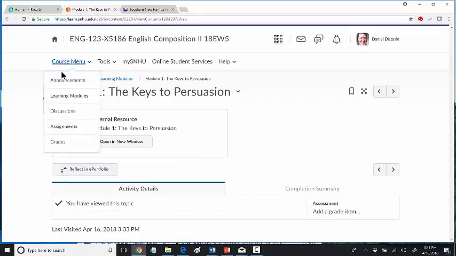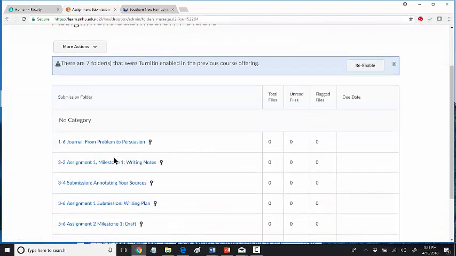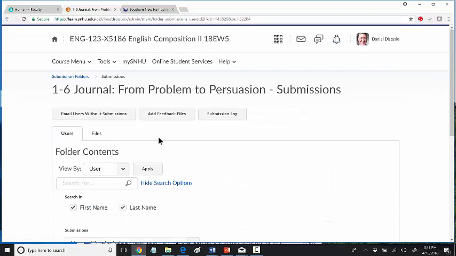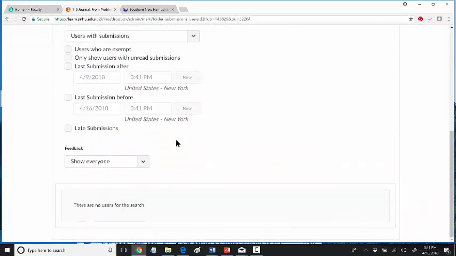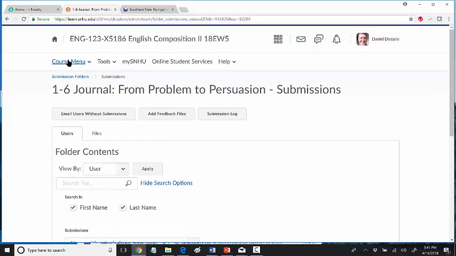Now, in order to submit your journal, you'll go back, outside of the learning module, go back to the course, to assignments, and there you'll see journal, from problem to persuasion. And when you click on it, you will find your name and you will submit by attaching your document.